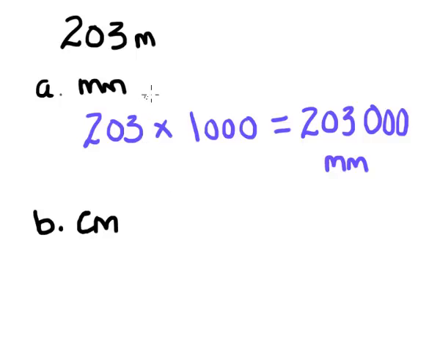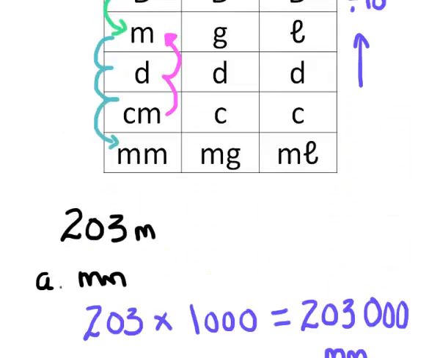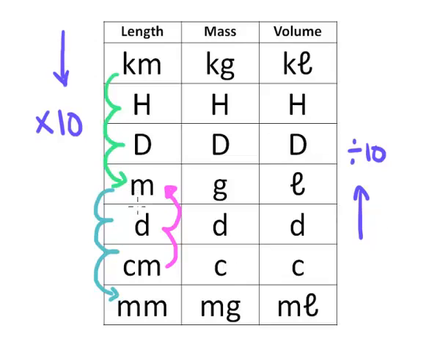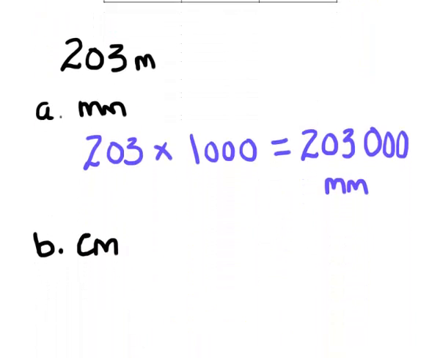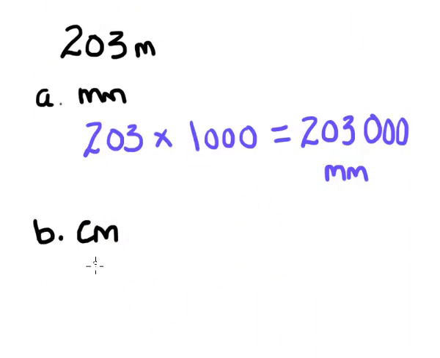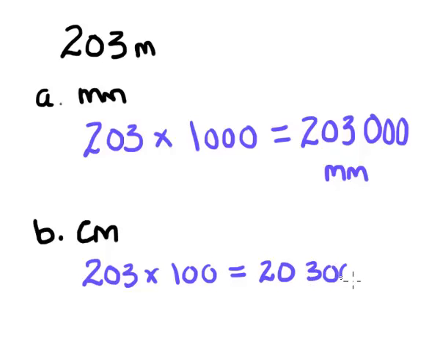Okay, so now we've got to go from meters to centimeters. So let's go back and look at our table. So from meters to centimeters, we're going this direction. So we're going 1, 2 like here. We're going down, so we're going to multiply by 10 times 10, which is 100. So we're going to go 203, and this time we're only multiplying by 100, and that gives you 20,300 centimeters.